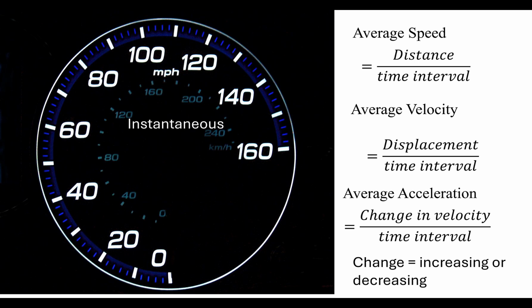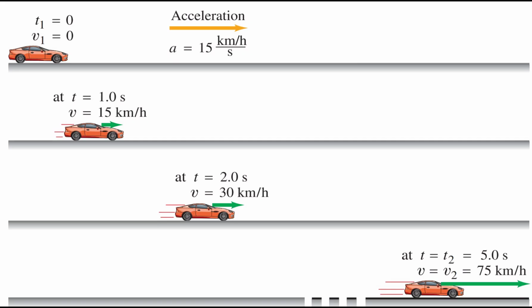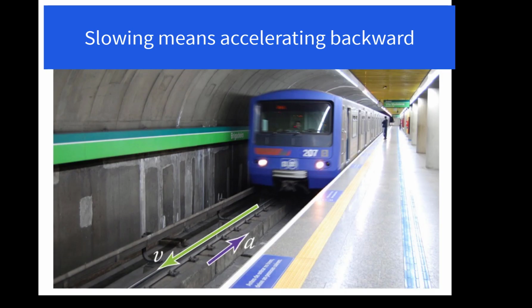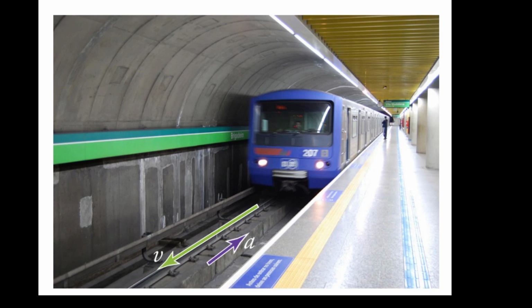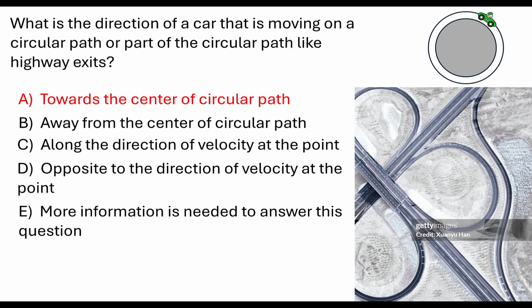Acceleration is any change in velocity, which means either speeding up, slowing down, or changing direction. Think about it like this. Even if a car is maintaining a constant speed while going around a curve, it's still accelerating because its direction is changing. So even though the car's speedometer might be steady, it's technically still accelerating because it's changing direction.